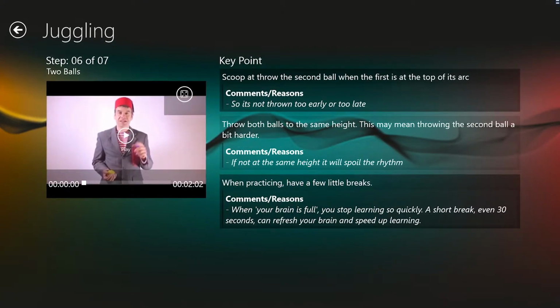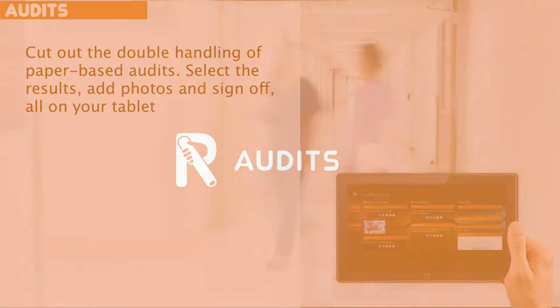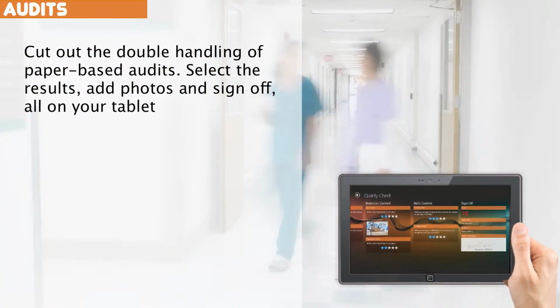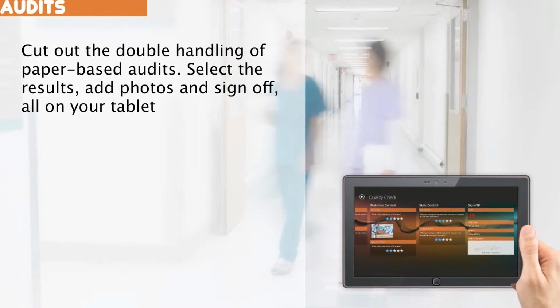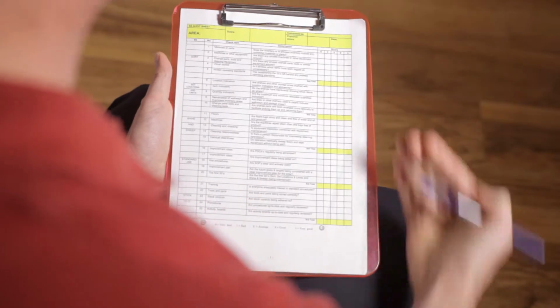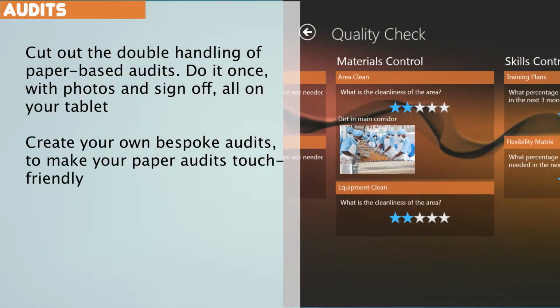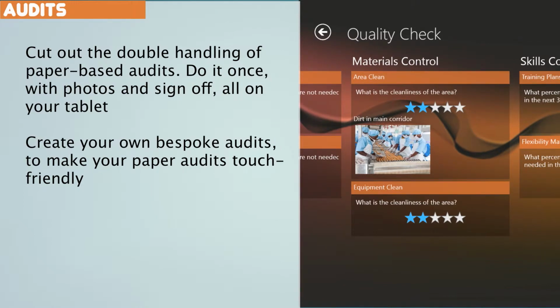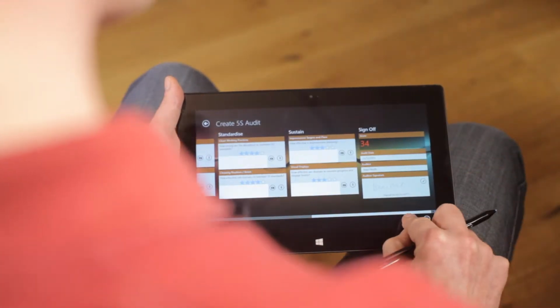The second app is Relay Audits. This one is also using tablet technology to overcome the problem of paper-based auditing. When we carry out audits in the workplace, so often we are carrying a clipboard, filling it in using a pen, going back to a computer, transferring that information onto the computer. It's all time-consuming and can be done much more simply in one hit on a tablet.